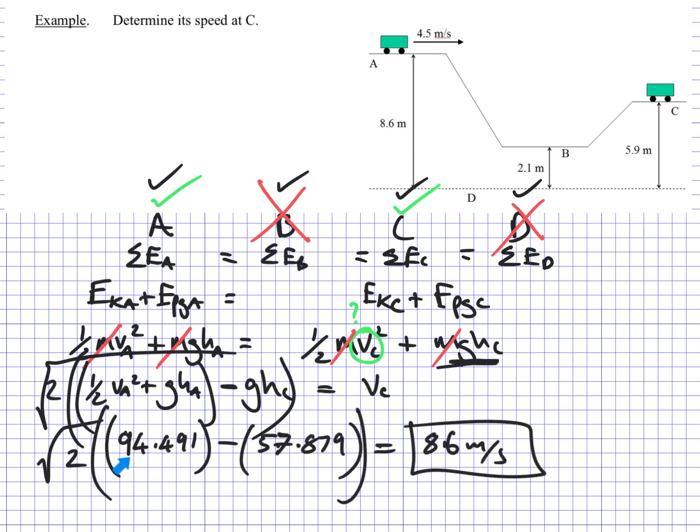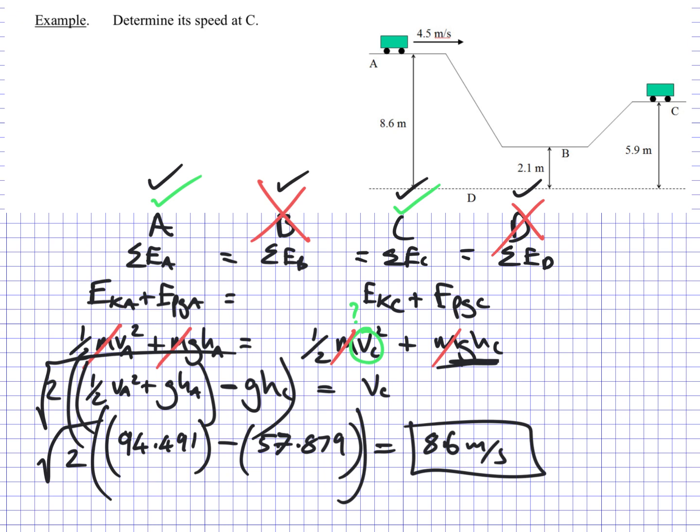And if you do all the little calculations, being careful with all the brackets and the square root functions, you should get 8.6 meters per second. Let's pause for a moment and see if that feels right. Well, it's going from 8.6 down to 5.9. That's nearly half. So it has this initial speed of 4.5, and then half of the gravitational potential energy is converted into speed.